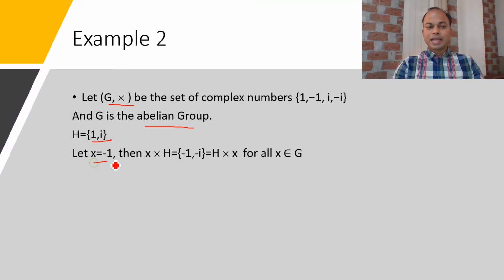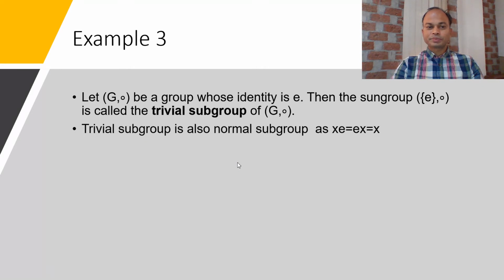Say we are taking x equals -1, then left coset x multiply h equals -1 times i, and the same value is also computed for the right coset. I mean left coset equals right coset. Therefore, this subgroup is a normal subgroup.